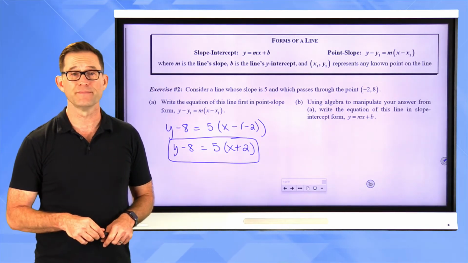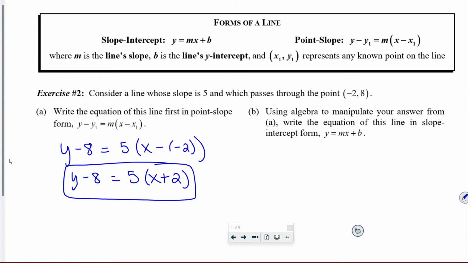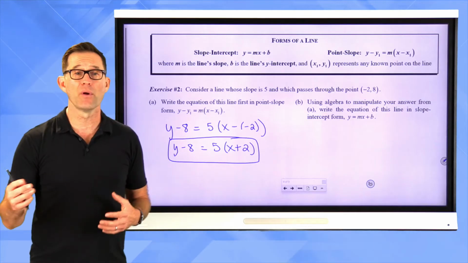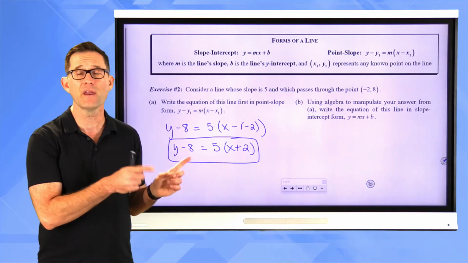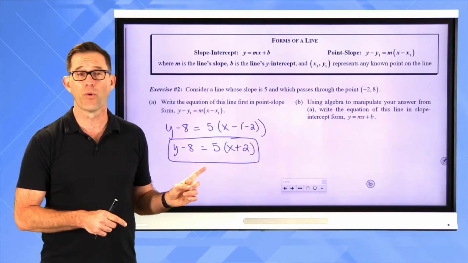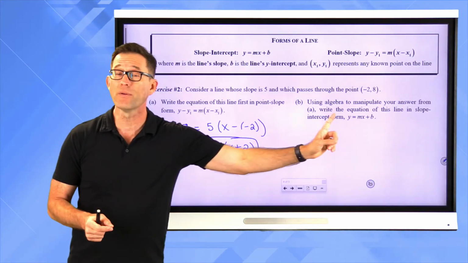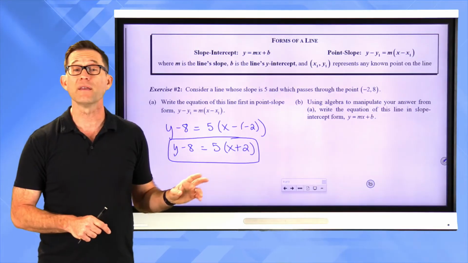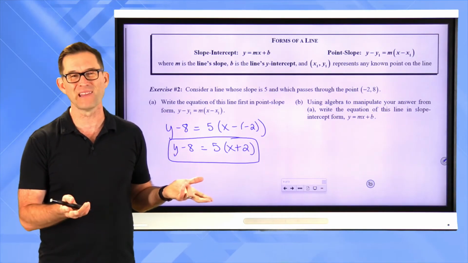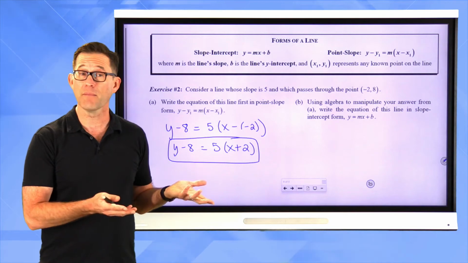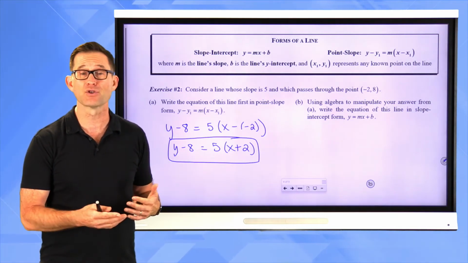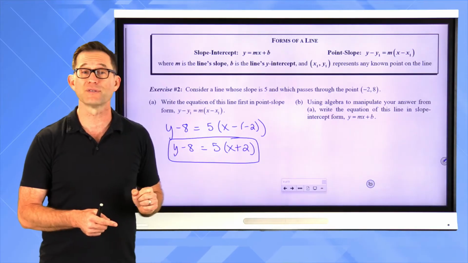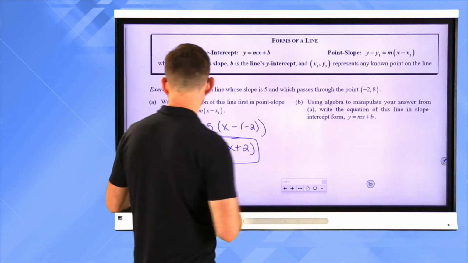Now let's take a look at letter B. Using algebra to manipulate your answer from A, write the equation of this line in slope-intercept form, y equals mx plus b. Now, what's kind of interesting about these two forms of a line is that there are an infinite number of different point slope forms for a given line, but there is only one slope-intercept form. And we can easily take any point slope form, maybe easily is the wrong way to put it, but we can take any point slope form and we can just use some basic algebra to rearrange it into slope-intercept form. Let's do that together. Again, pretty simple.